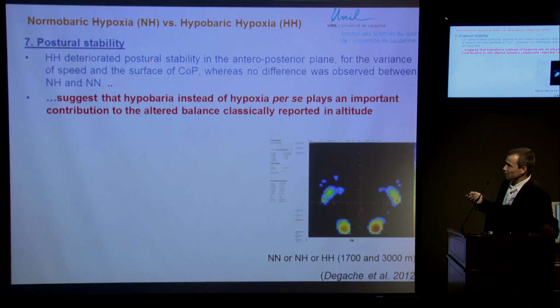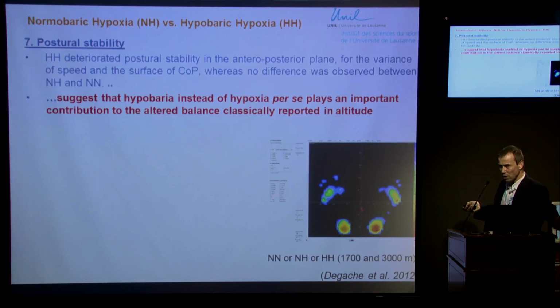HH deteriorates the postural stability. For example, the oscillation in the anterior-posterior plane, the variance of speed of the surface of the center of pressure, compared to NN, where no difference was observed between normobaric hypoxia and normobaric normoxia. And I have to say that it was blinded to the subject. Then hypobaria, instead of hypoxia per se, might explain the important contribution to the altered balance classically reported in altitude.